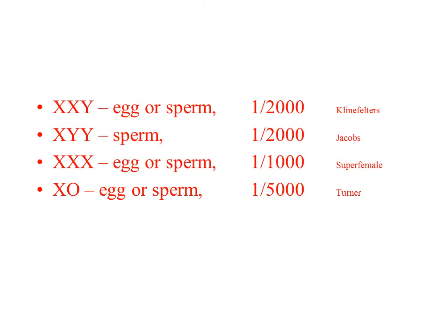So we want to look to see who is at fault. Both parents are at fault. In this slide, we're showing you that Klinefelter syndrome is going to be seen 1 out of every 2,000 individuals. And what happens is either the egg has the abnormal chromosomal count or the sperm has the abnormal count. To create a Jacob's individual, the male is at fault. Superfemale, either the egg malfunctioned or the sperm malfunctioned. And then with Turner, it's either the egg or the sperm.